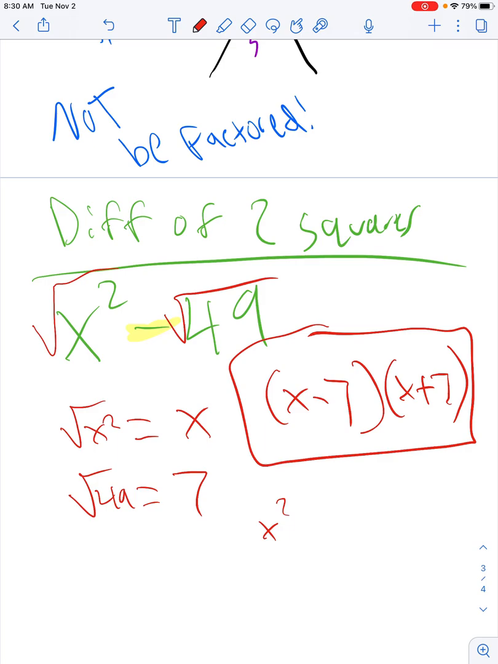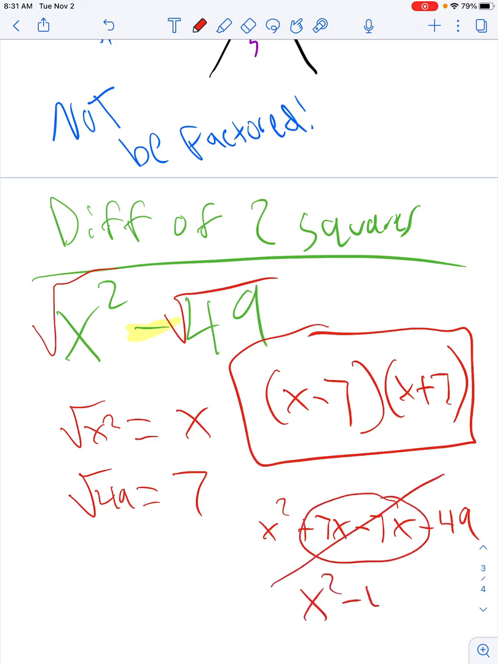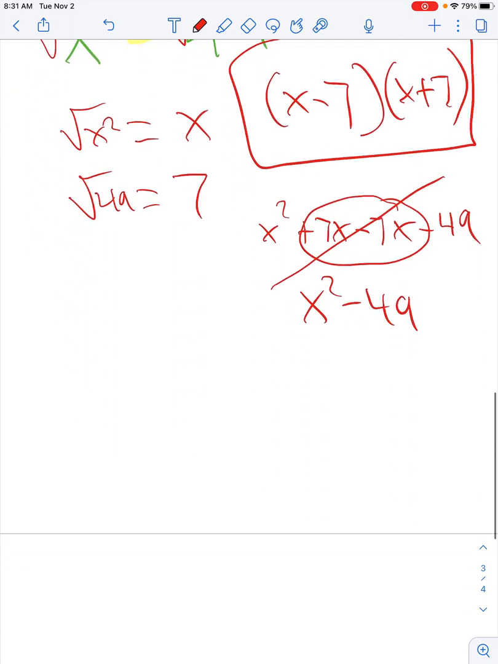So when we multiply it out, I get x squared plus 7x, and then minus 7x, because a negative times a positive is a negative. Notice this 7x cancels out. All I'm left with is x squared minus 49, which is exactly what I started with.